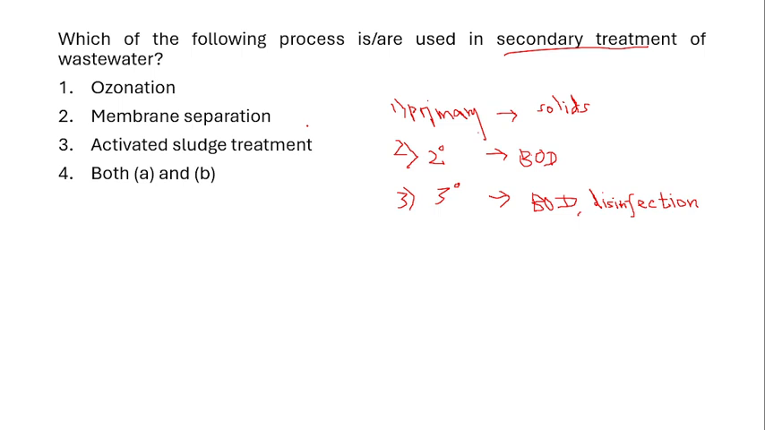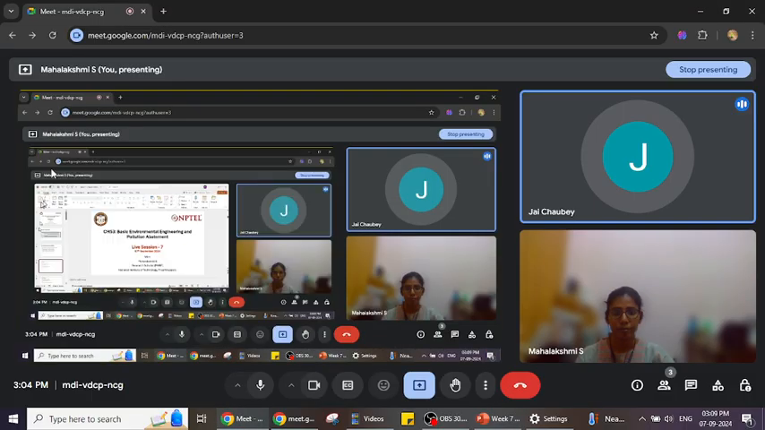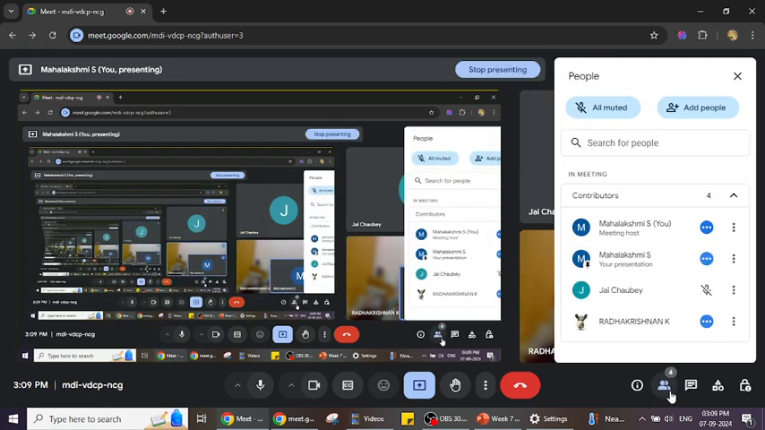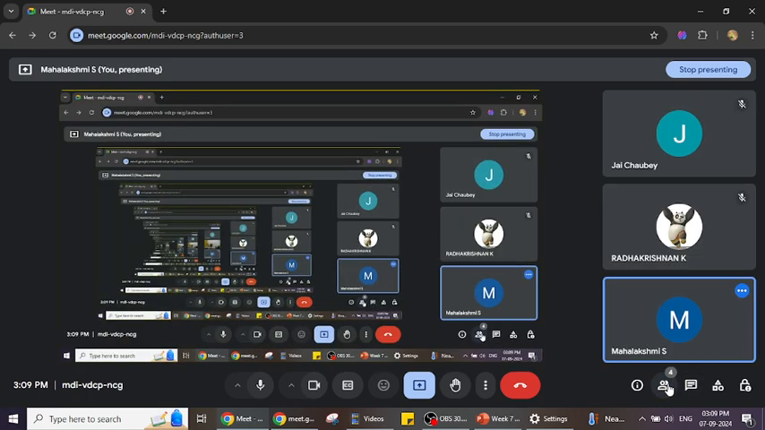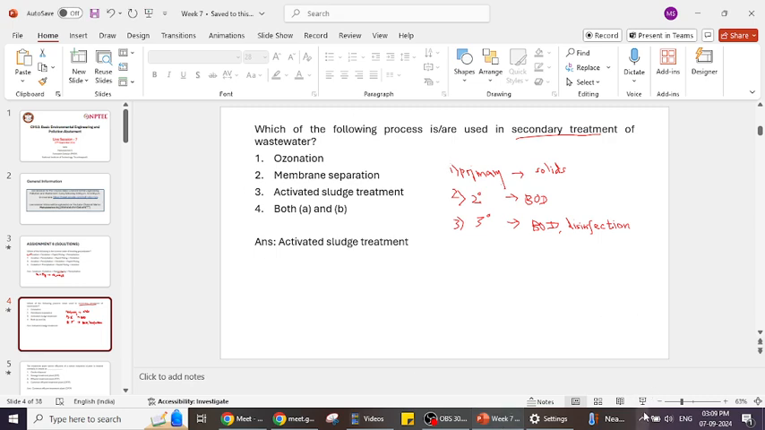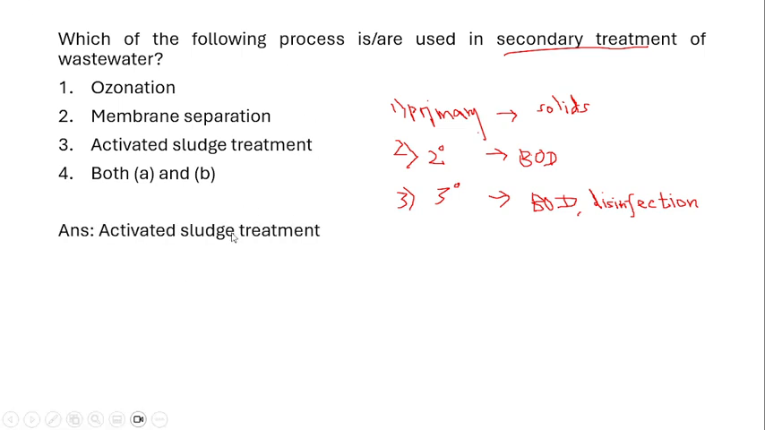The options are ozonation, membrane separation, activated sludge treatment, or both A and B. The right answer is activated sludge treatment. We know that ozonation uses O3 to disinfect the water coming after the secondary treatment, and membrane separation is also a kind of filter used for purification. Activated sludge treatment is the method used for the secondary treatment. It involves using microorganisms to degrade the organic components of the wastewater. So the right answer is activated sludge treatment, the process used in the secondary treatment of wastewater.